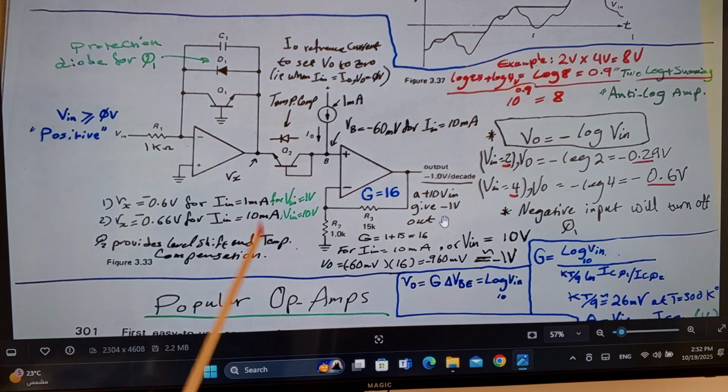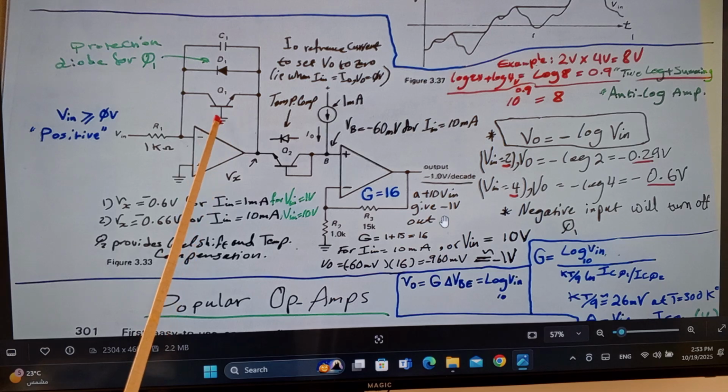So IC will increase, will double. When it doubles, that means you have an 18 millivolts increase in VBE. And if you have 10 times that current, 10 folds that current, that means VBE will be increasing by about 60 millivolts. That's just to explain that relationship, which, as we said before, is always logarithmic.